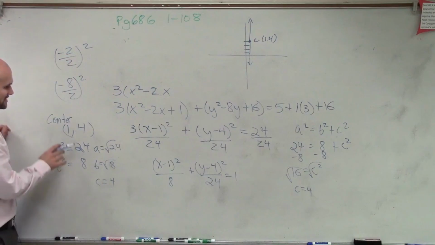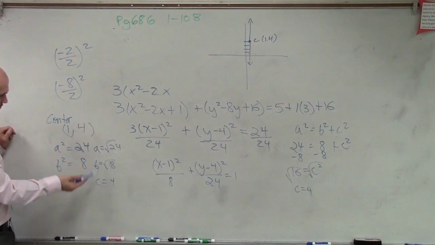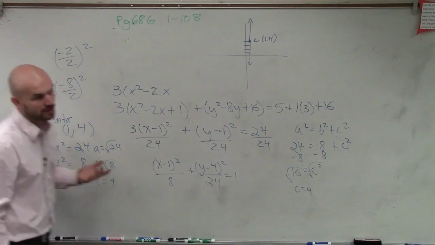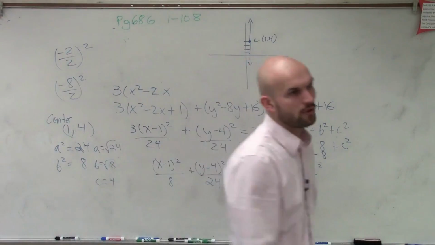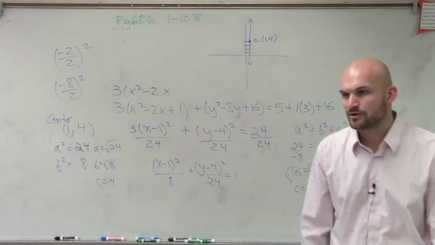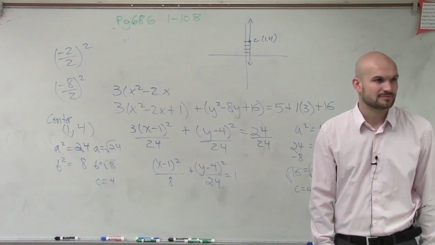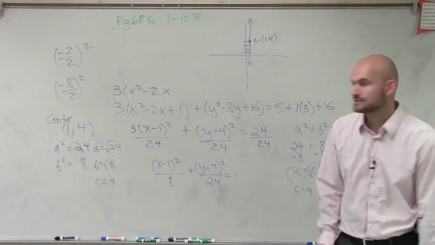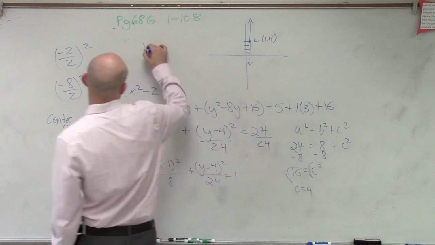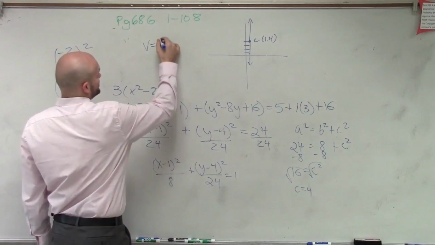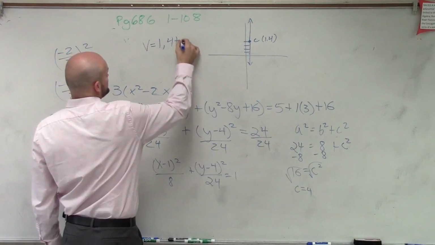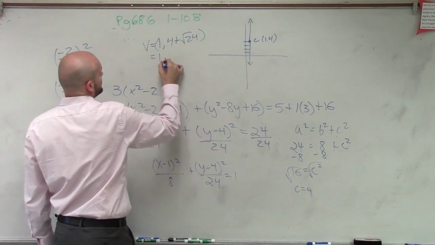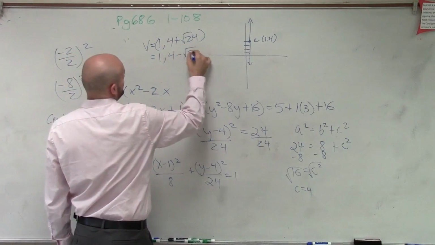So to find my vertices, the distance is the square root of 24. I need to figure out what the square root of 24 is, which is roughly 4 and some change, almost a 5. So for the vertices, your vertex is going to be 1, 4 plus the square root of 24, and 1, 4 minus the square root of 24.